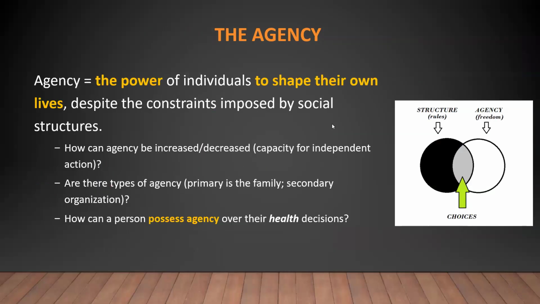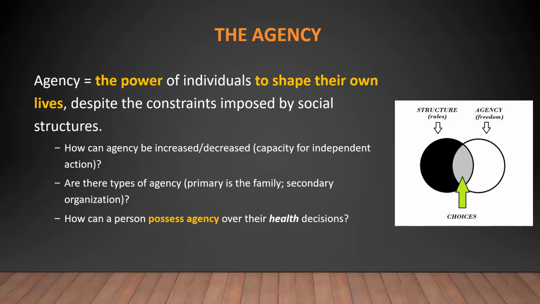So here is the definition of agency: the power of the individual to shape their own lives, despite the constraints imposed by social structures. Now, we can ask, how can agency be increased or decreased? Can we have more agency, less agency? What are the types of agency? The primary type of agency is in the family, the secondary in the organization, and so on. And how can a person possess agency over their health decisions?